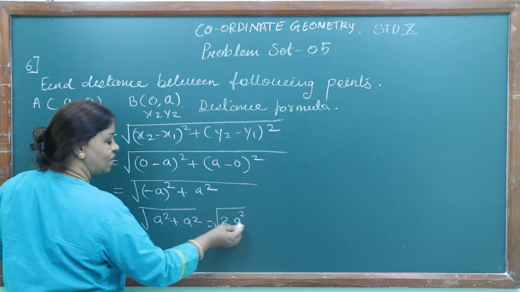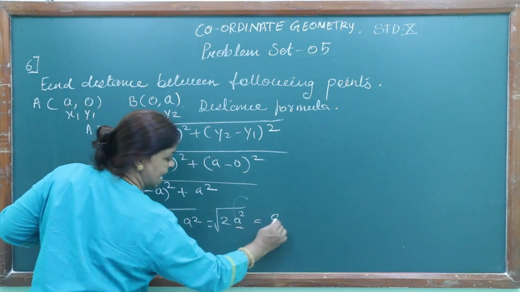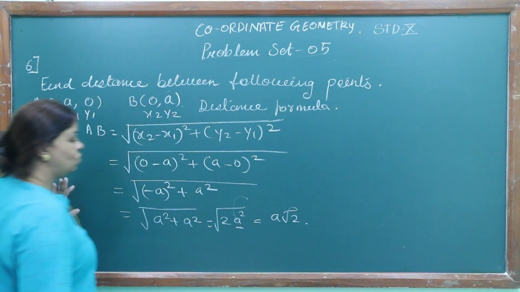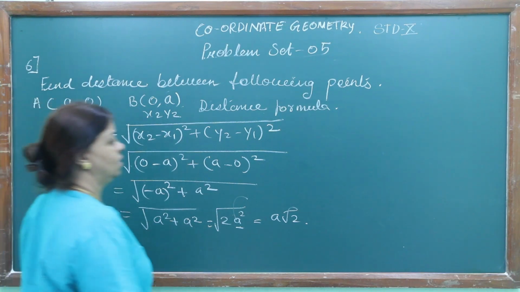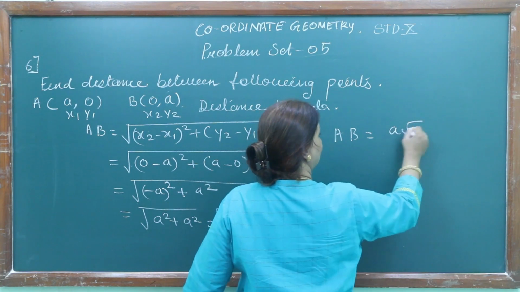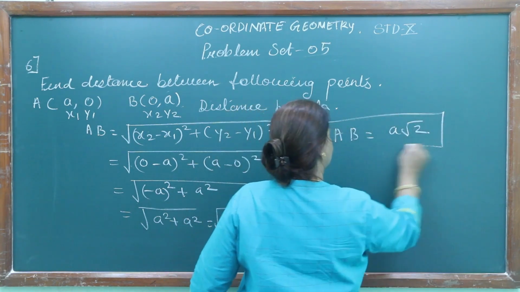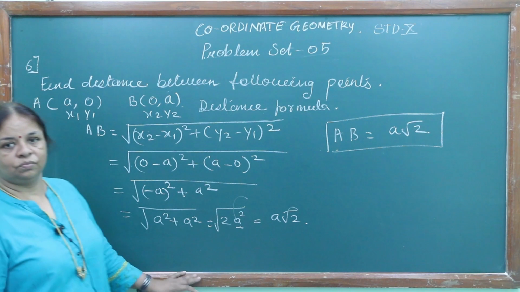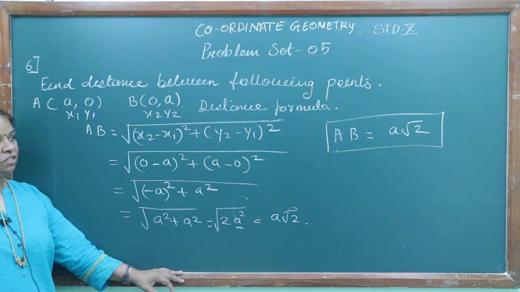Now, the square will come out of the root and it will be a under the root 2. So, what is the distance between AB? Distance between the points A and B is a root 2. You can pause and you can solve the sum.